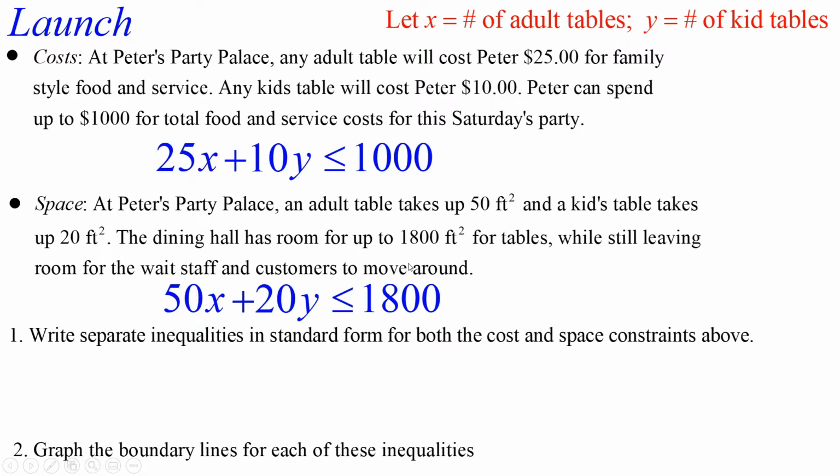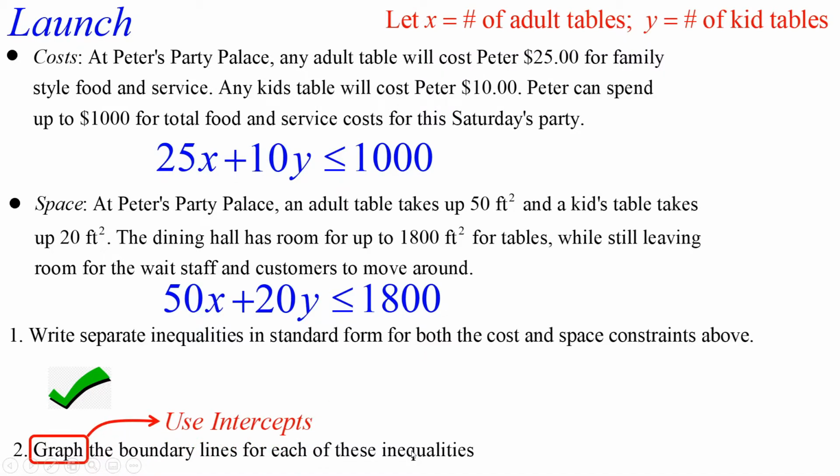Now, number one, write separate inequalities in standard form for both the cost and the space constraints above, which we already did. Look at us. So that's good to go. Number two, graph the boundary lines for each of these inequalities. So we're going to start just by graphing the boundary lines. All right, and that's what that piece of graph paper was that I had for you. So let's go there.